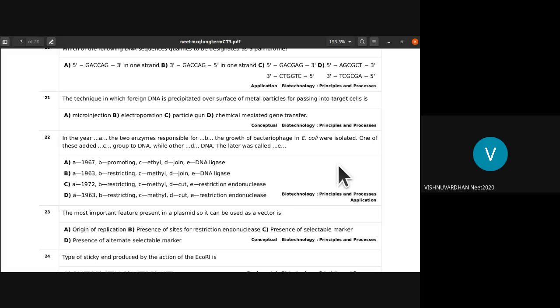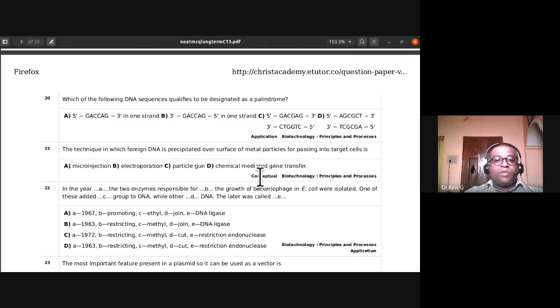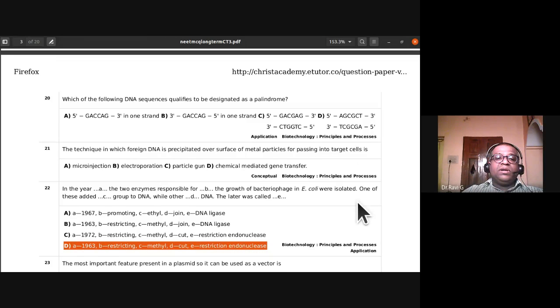Option D. The year should be correct. See, options C and D are both correct except for the year. The year is 1963. Restricting, methyl, cut. E is restriction endonuclease. So this is the answer for the 22nd question.